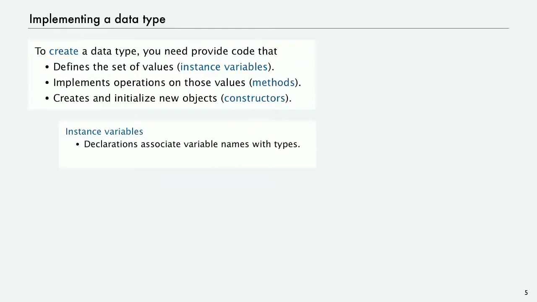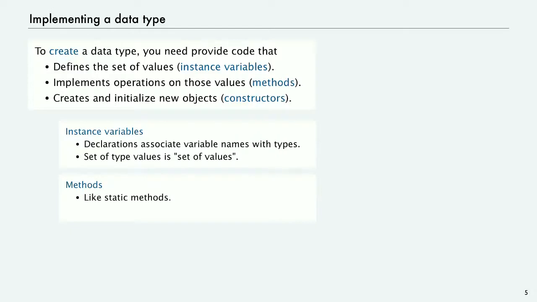So what are instance variables? Well, they're declarations that associate variable names with types, as usual, but the set of type values of the set of instance variables is the set of values for the data type. And we'll see that in examples. It's very simple.